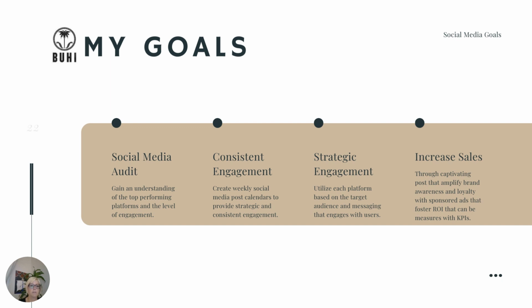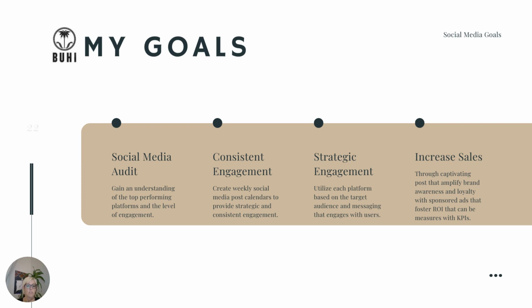In order to begin the plan, I needed to create some SMART goals that would align with the business goals, and that would be first to create a social media audit to understand BUHI's standing as they currently are on social media, to understand the top platforms to utilize within the plan, and then also to maximize the post engagement by understanding what times BUHI got the most engagement on posts. So when is the best time to post?